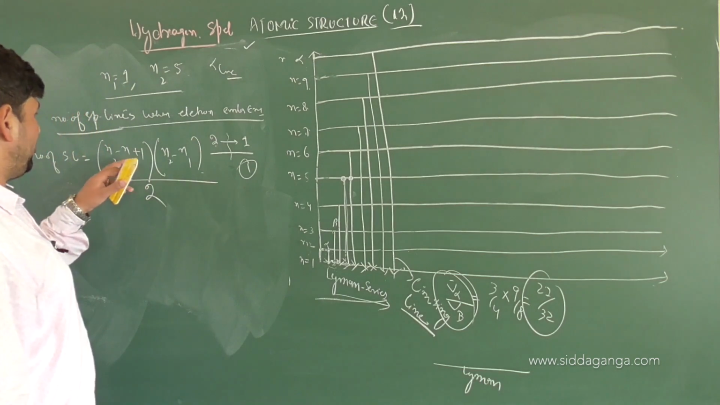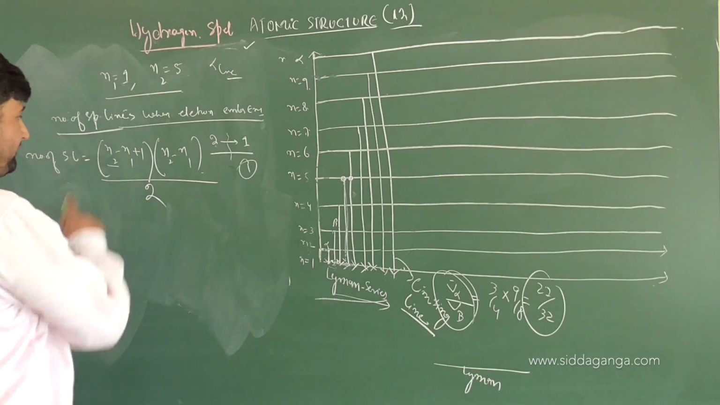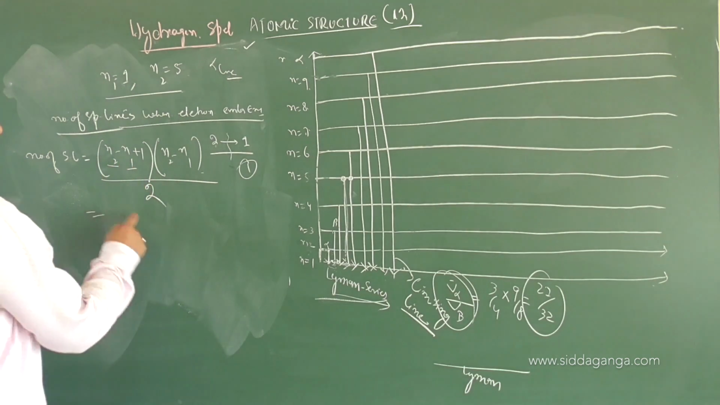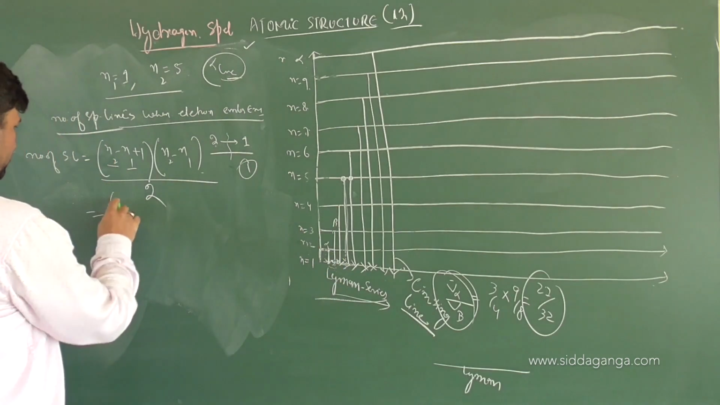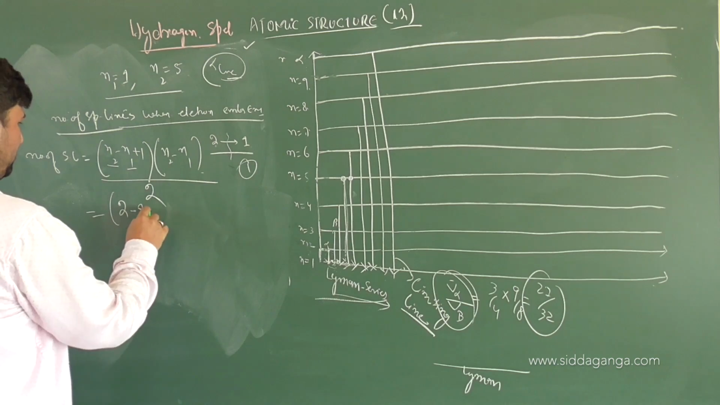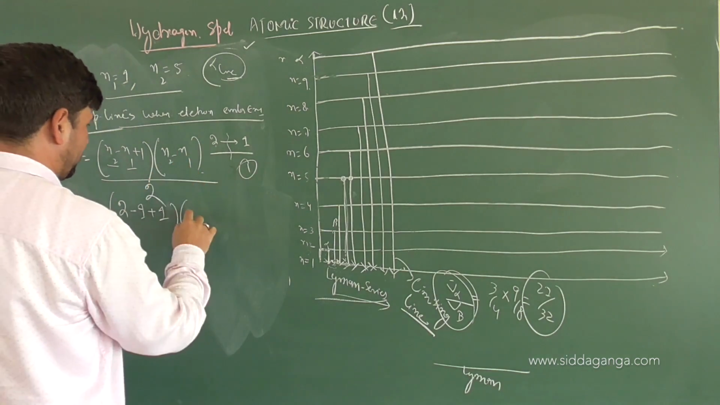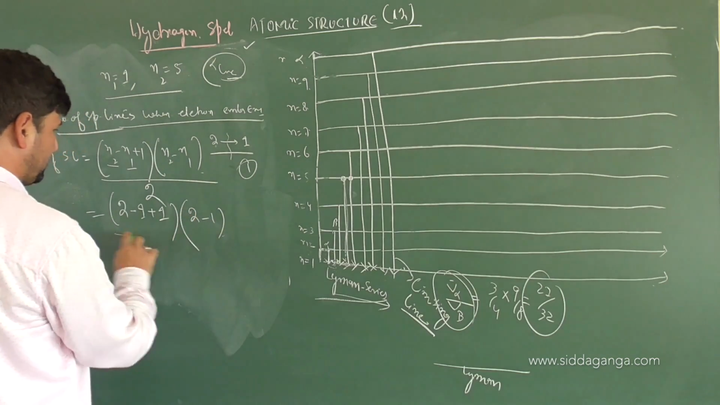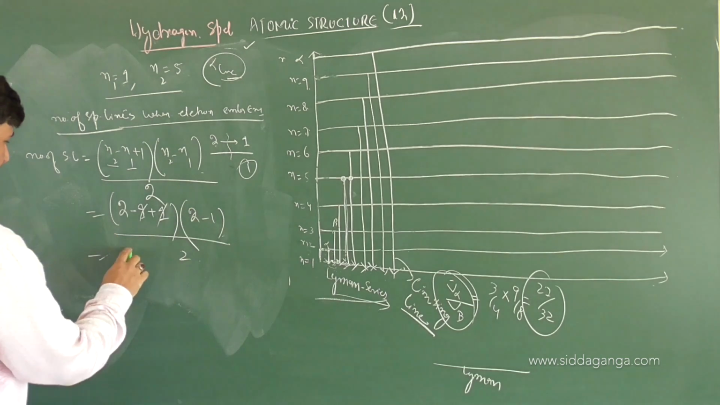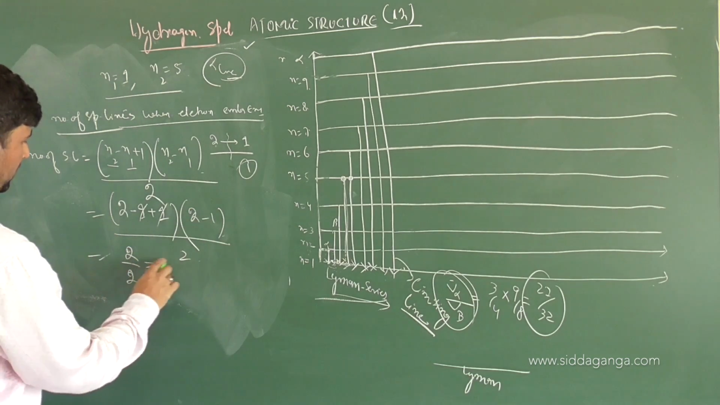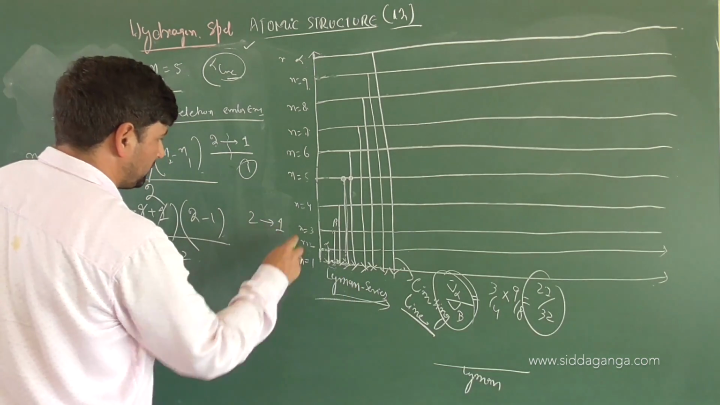So it is (N2 minus N1 plus 1) into (N2 minus N1) divided by 2. N2 is the final energy level, N1 is the ground level. So if I do it for the alpha line, what is N2? 2. So it will be 2 minus 1 plus 1, because N1 is 1, into 2 minus 1 divided by 2. So that will make it 1, so 2 by 2, that's equal to 1. This is the one spectral line that you will get when the electron directly comes from 2 to 1.